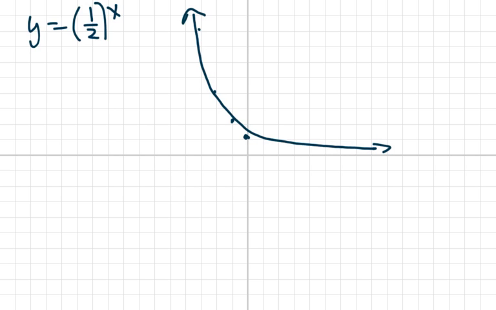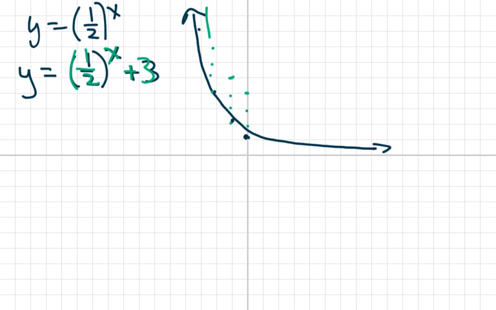That's the parent function. Now if you want to do a vertical shift up, that would be 1/2 to the x plus 3. Let's shift it up by 3. We can see it better that way. I'll do this one in green. So all I'm doing is shifting all these points up by 3. So I'm going up 1, 2, 3. This one goes up 1, 2, 3. This one goes up 1, 2, 3. So basically it's something like this. And it's going to keep going down and down, and it doesn't cross. So we just shifted this whole thing up by plus 3.